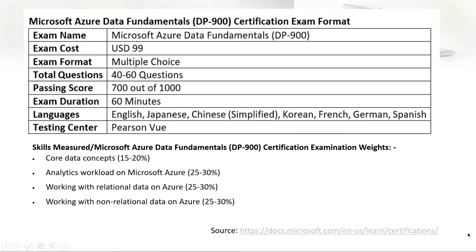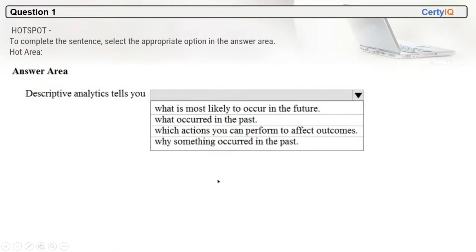Let's start. This is the format of the exam. You can expect 40 to 60 questions. The passing score is 700 out of 1000. This is question number 1.